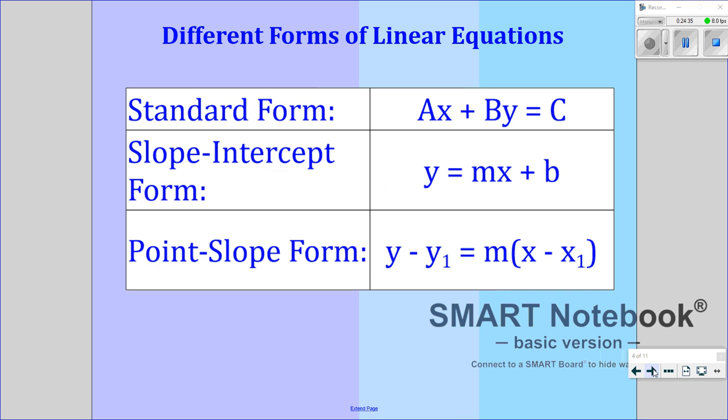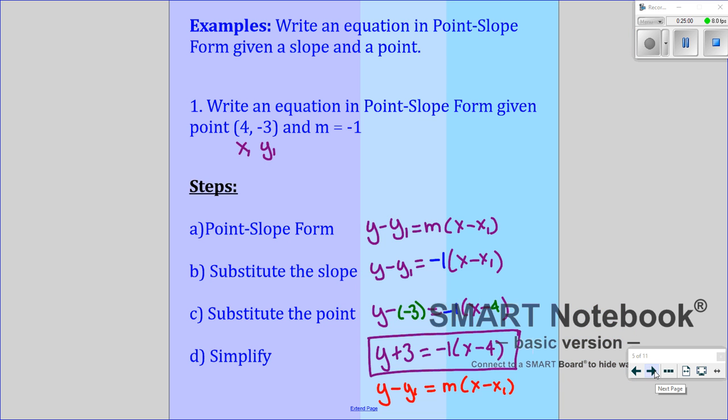We also learned about the different forms of linear equations. You already learned about the standard form, the slope intercept form, the y equals mx plus b, and now the point slope form, which is y minus y1 equals m times x minus x1. If you were to simplify this point slope form, it would lead you to the slope intercept form. Actually, I'll do that for the last example.